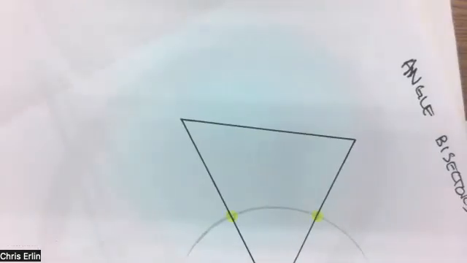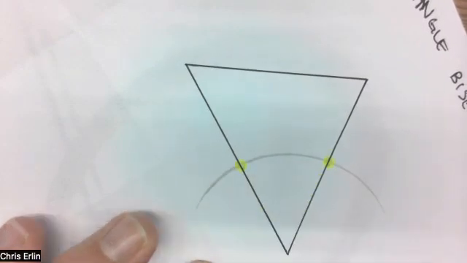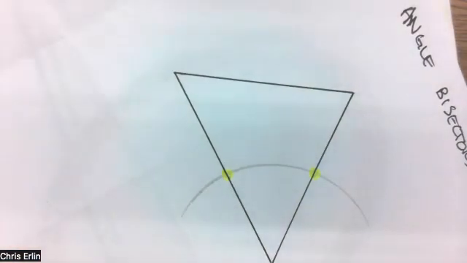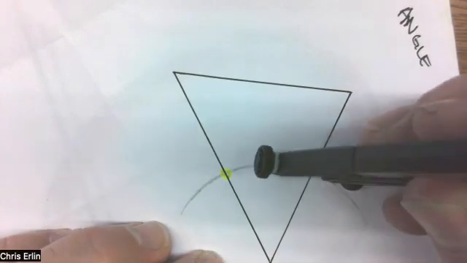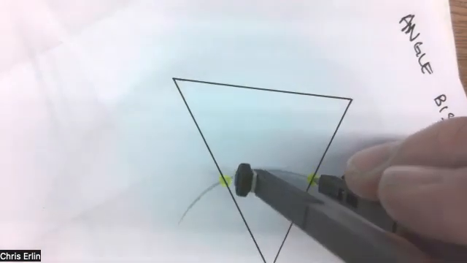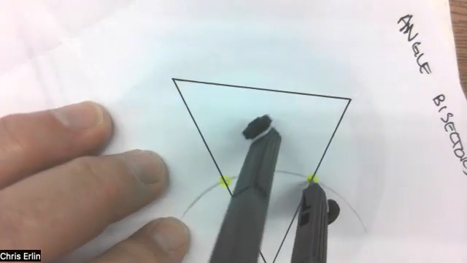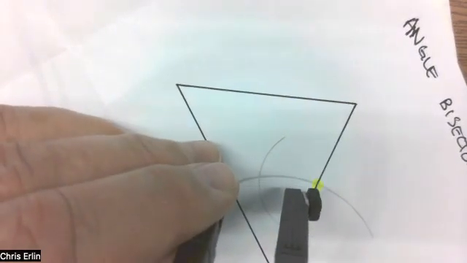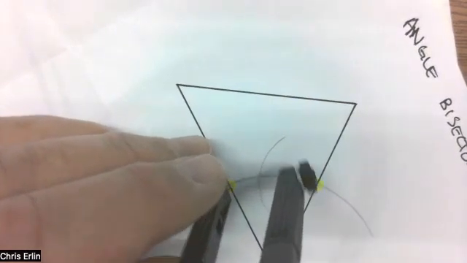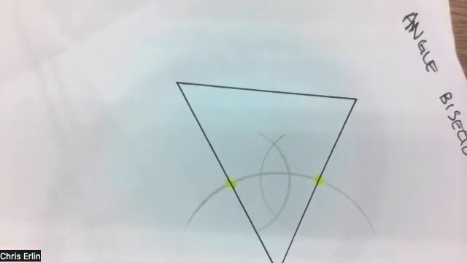And I'm going to turn my page as if these are endpoints of a segment, and I'm going to do a perpendicular bisector between them. So from this point of intersection, I'm going to go more than halfway and make a little arc. And I'll use that same length from the other point of intersection. Make a second arc.